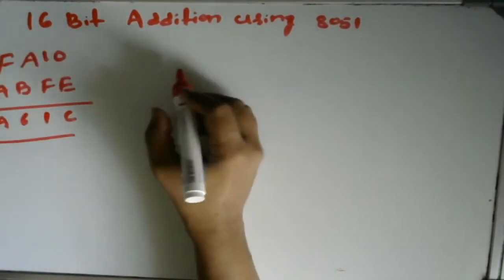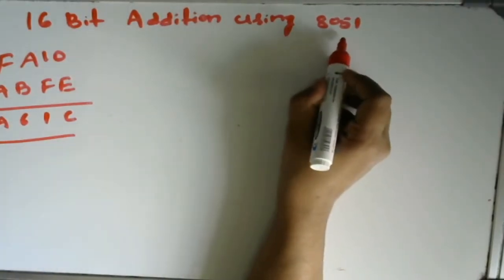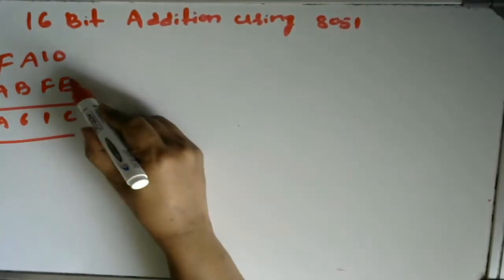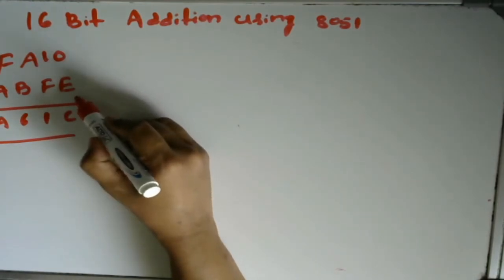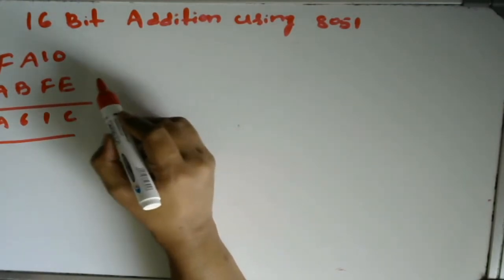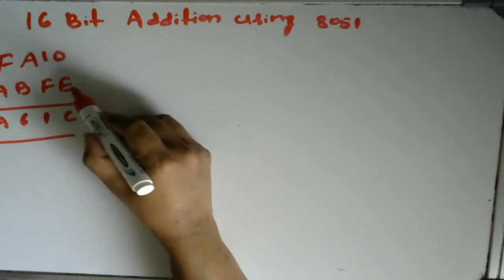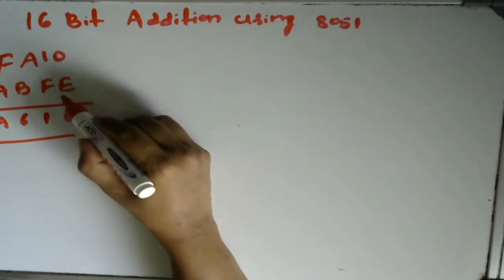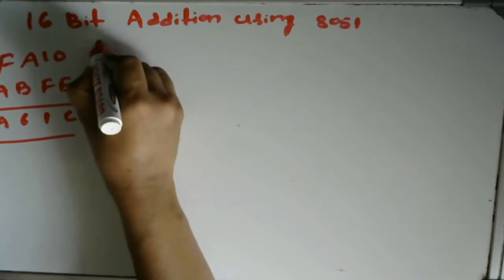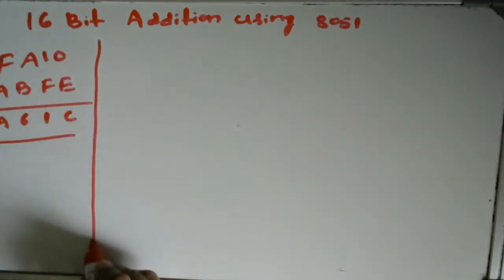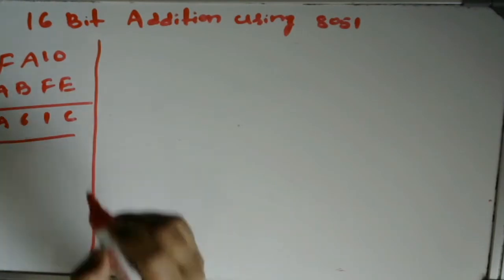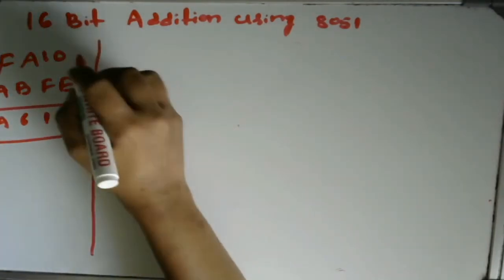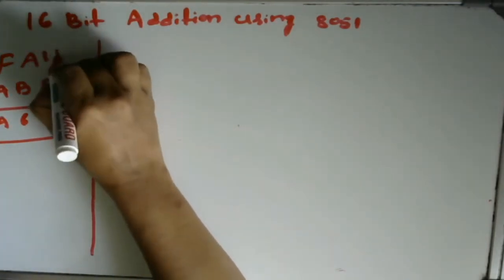When we use the 8051, it cannot operate on 16-bit numbers at once, because the 8051 is an 8-bit microcontroller and can operate on only 8-bit data. So now we'll see how the microcontroller does addition of 16-bit numbers.